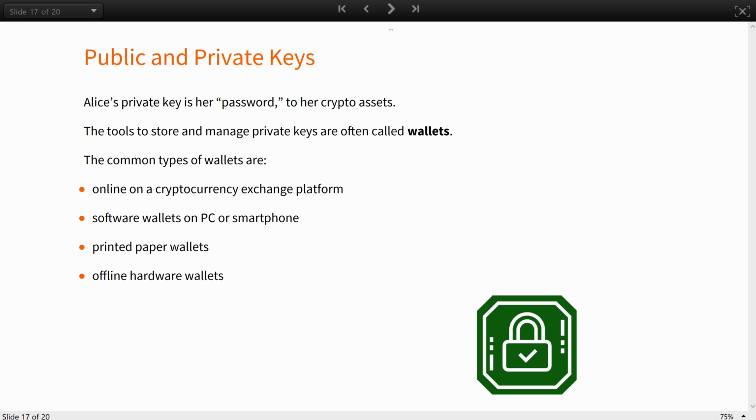The tools to store and manage private keys are often called wallets. The multiple common types of wallets, ranged by security and reliability from lowest to highest, are: online on a cryptocurrency exchange platform, software wallets on a computer or a smartphone, printed paper wallets, or offline hardware wallets.